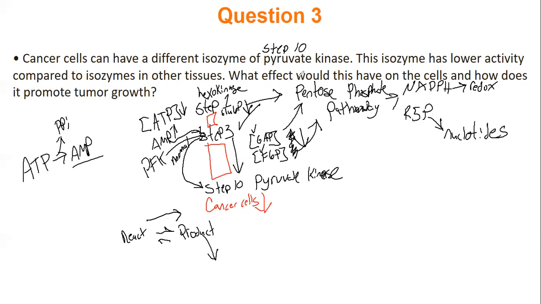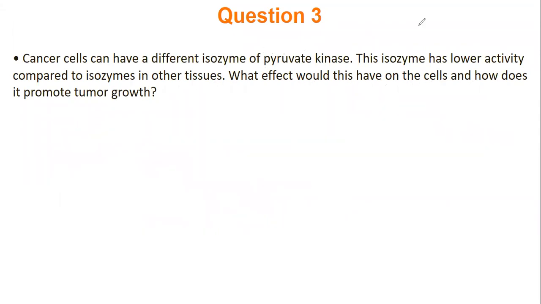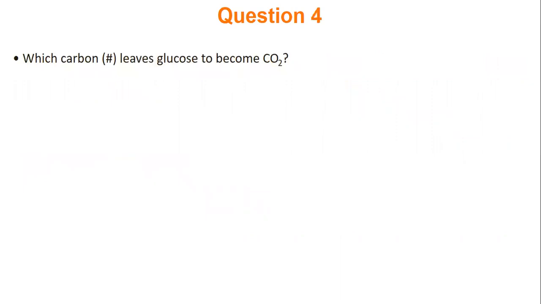All right, so if there's no other questions about that one, and hopefully it was helpful to actually take a step back and think about the big picture ideas of these pathways. Question 4 is just more of a remembering the structures. Which carbon number leaves glucose to become CO2?